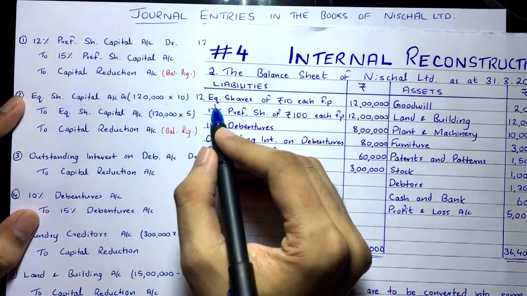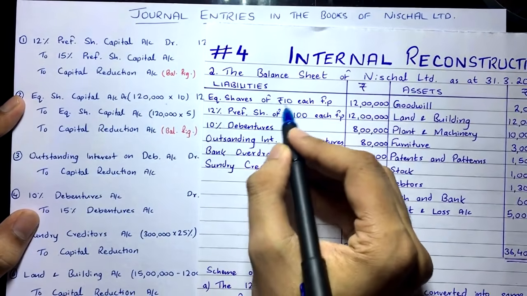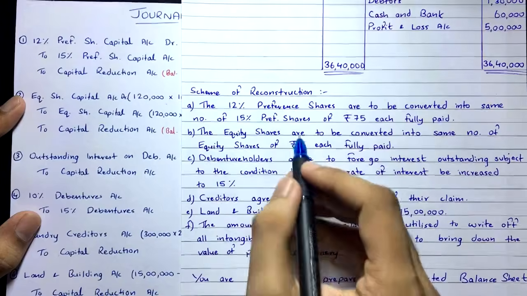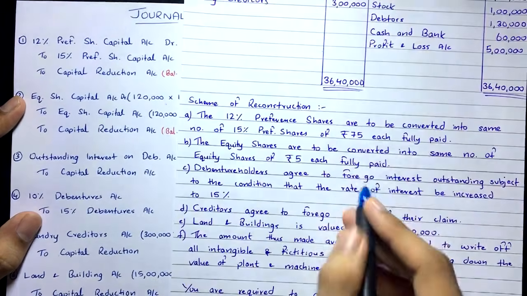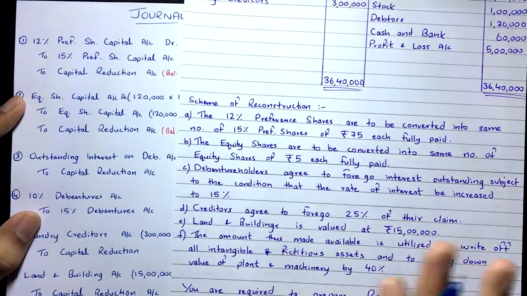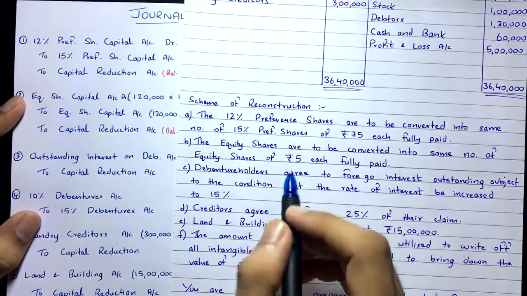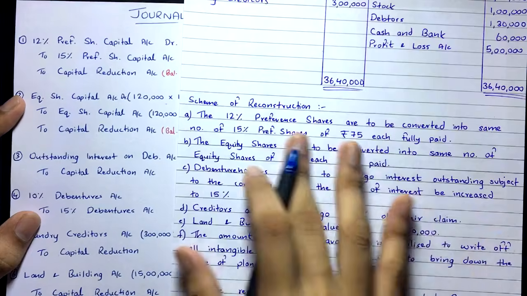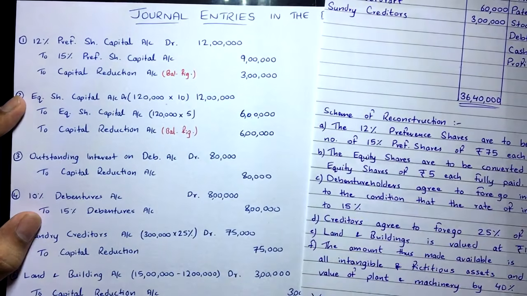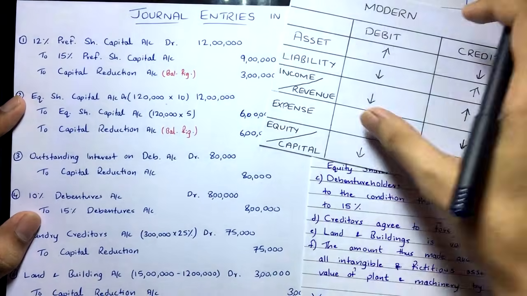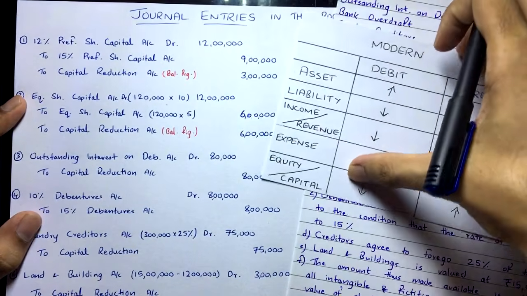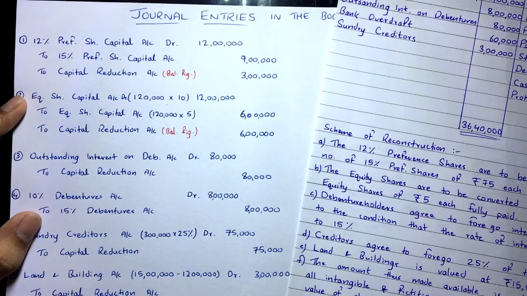See here, equity shares of rupees 10 each. The face value was 10, and they are saying now we have to make it 5. Here also it was fully paid, and here also it is fully paid. So the paid up value is not changing. The face value is changing from 10 to 5. So scrap off the old capital. Simple. The entry would be what? To scrap off the equity capital, you have to debit the old capital. Simple as that. And whatever capital you want to create, credit that.